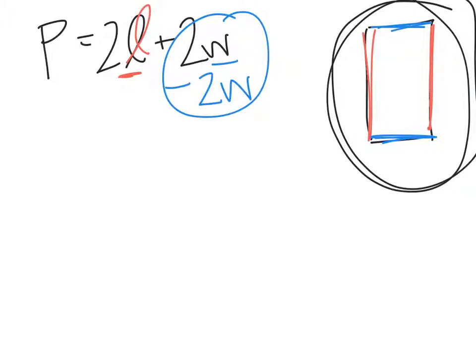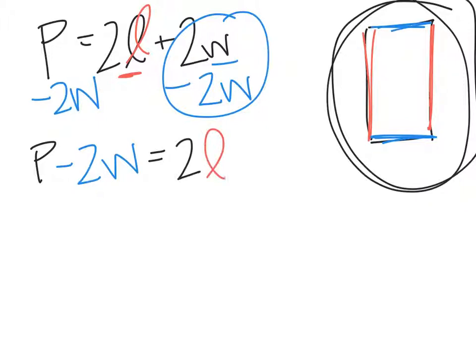And whatever we do to one side, we have to do to the other. So on the other side, we are also subtracting 2w. So now we have p minus 2w is equal to 2l. Are you with me? Okay, we're pretty close, right? We have 2l, but we need to still get l by itself. How do we do that?